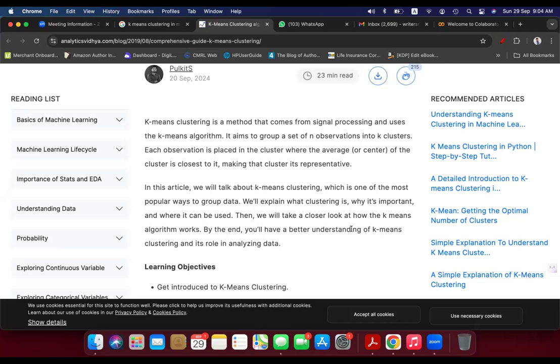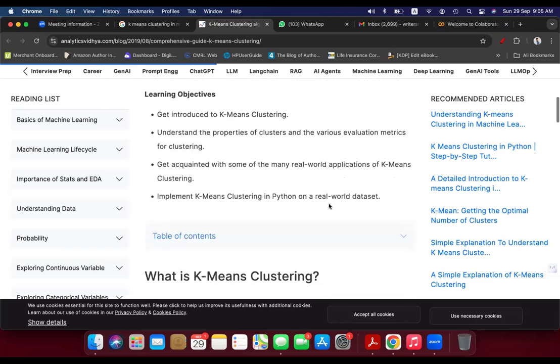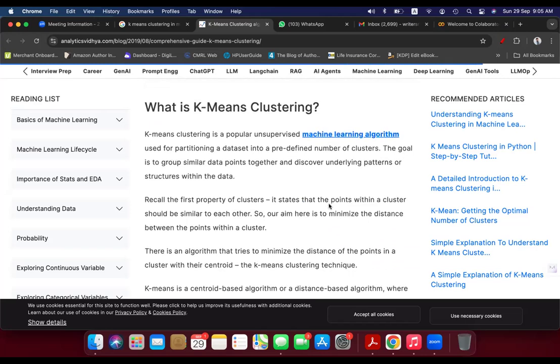Right? So this k-means is really very important and critical at some point. And for some use cases and problem statements, k-means easily solves real-time problems. Okay. So it aims to group a set of n observations into k clusters. That means it is grouping under the k value. Each observation is placed in the cluster where the average or the center of the cluster is closest to it, making that cluster its representative. Okay. So what k-means is and everything, we are going to explore.